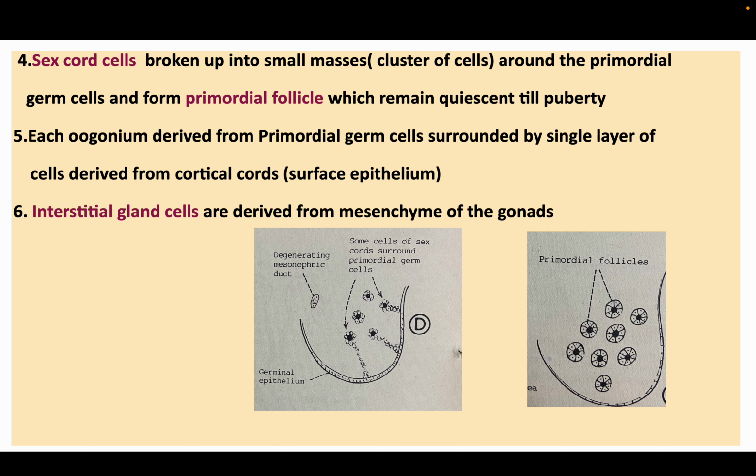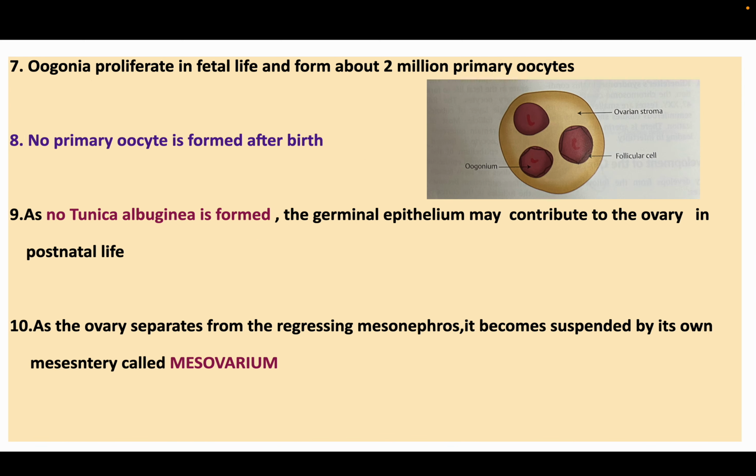Then each oogonium derived from the primordial germ cells is surrounded by a single layer of cells derived from cortical cords. You can see here in the second diagram. Then interstitial gland cells are derived from mesenchyme of the gonad. So then what happened next? The oogonia proliferate in fetal life and form about 2 million primary oocytes. No primary oocyte is formed after birth. As no tunica albuginea is formed, the germinal epithelium may contribute to the ovary in postnatal life.